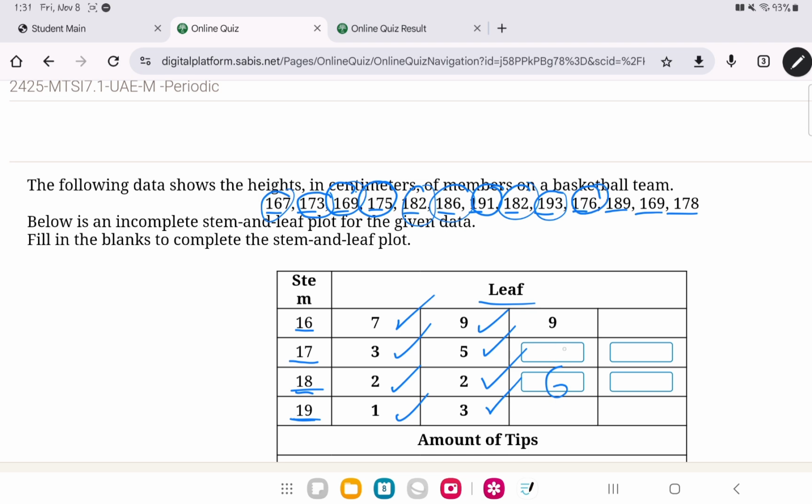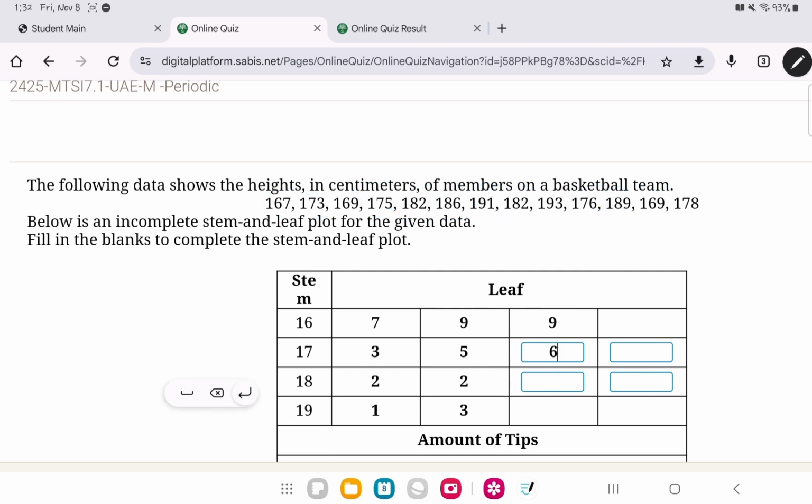176, you have 17 and 6. But you have 17 here, you don't have 6, so you're just going to put 6. 189, you have 18, but you don't have 9, so you're going to put 9. 169, you have 16 and 9. And then finally, 178, you have 17. You don't have 8, so you're going to put it here. So the answer is 6869.